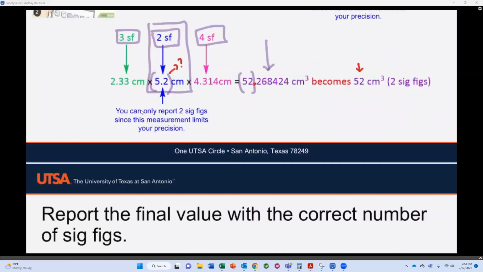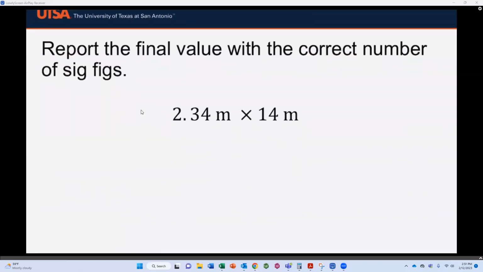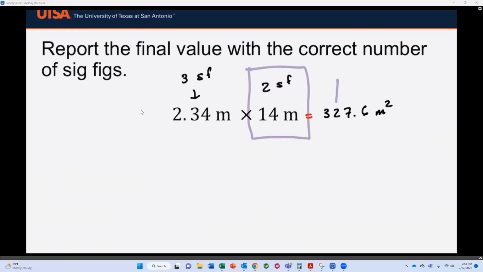Now, let's do a problem. Report the value with the correct number of significant figures. So we're going to do this math. We're going to take 2.34 meters and multiply it by 14 meters. And the number we get on our calculator is 327.6 square meters. Again, we look at this first measurement, 3 significant figures. We look at the second measurement as 2 significant figures. And so this measurement will limit what I can report. So we need to stop at 2 significant figures. I'm going to rewrite this with 2 significant figures.